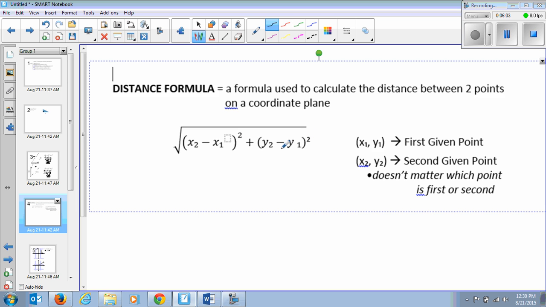The thing to remember here that people forget is we're subtracting x2 minus x1. A lot of times people just want to plug a point in there and say x1 minus y1. No, we actually have to label our points and then pick out x2 and x1 squared plus y2 and y1. So this formula is pretty boring, to be honest with you, and it's kind of hard to work with. I'm going to show you hopefully an easier way we can use this.